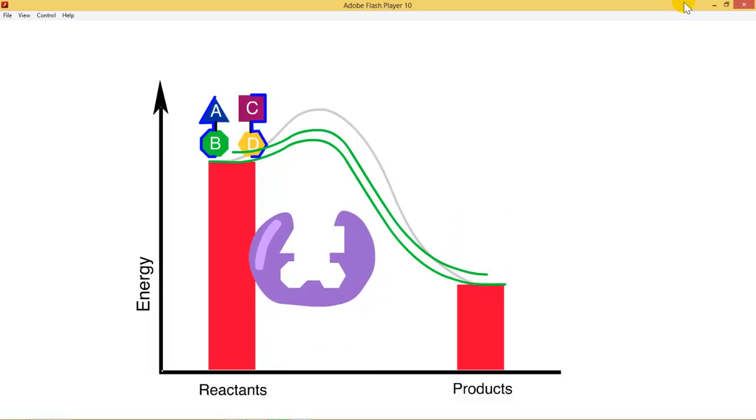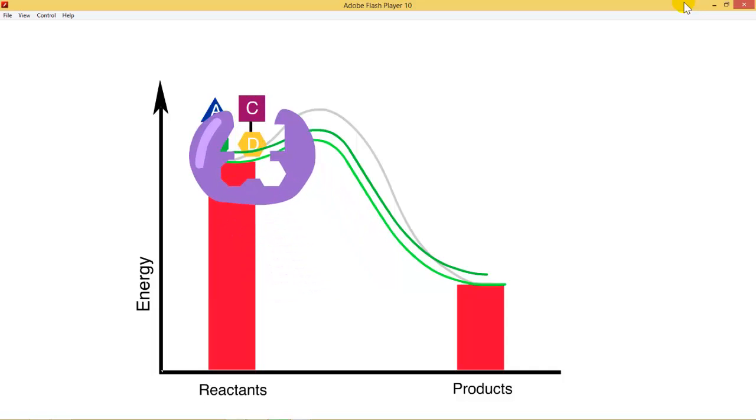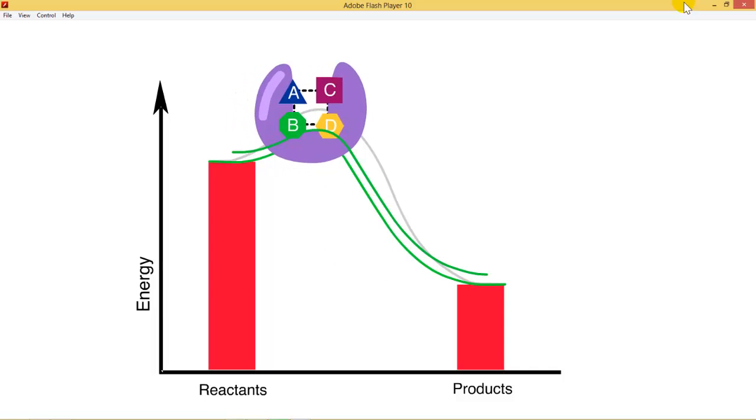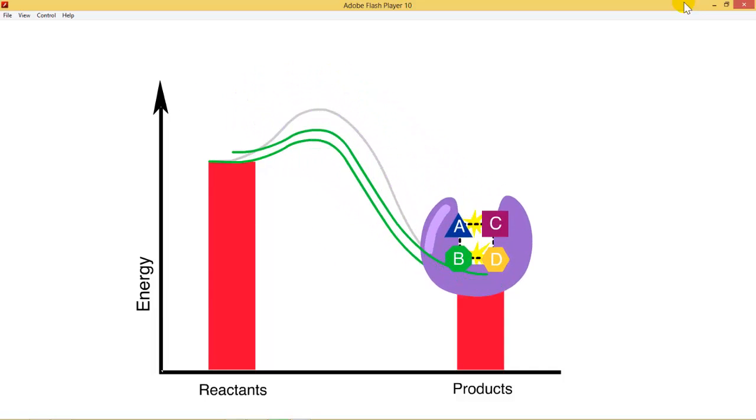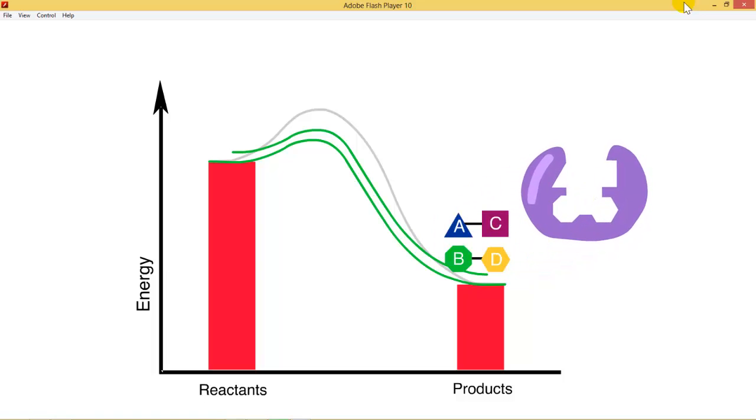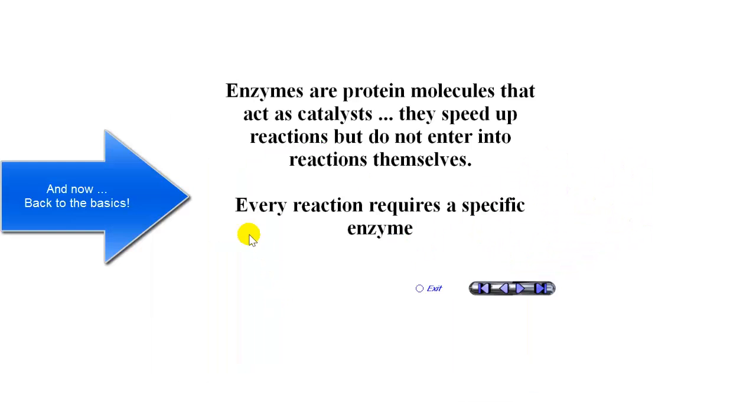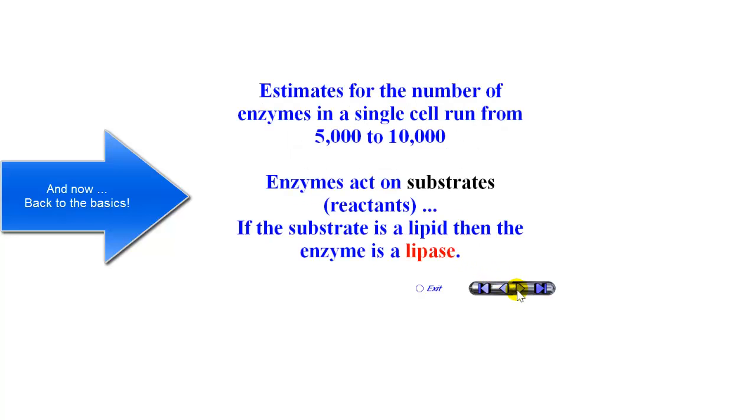Because of the specific fit between enzyme and substrate, each enzyme can catalyze only one kind of reaction involving specific substrates. Thousands of different enzymes may be required to carry out all of a cell's metabolic processes. Something called reaction specificity or enzyme specificity simply means that there's a specific enzyme for each of these very important reactions. Estimates for the number of enzymes in a single cell run from 5,000 to 10,000.